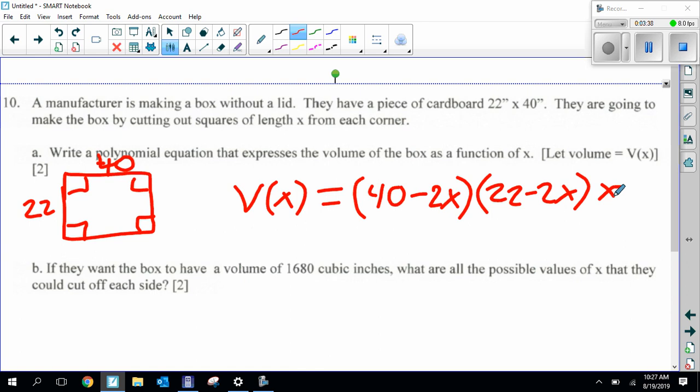So since the dimensions are 22 by 40, the most that you can cut, x would have to be less than half of the smaller one because you have to cut it from both sides. So smaller dimension is 22, so that means it'll be 11 from each side. So our domain for this would be from 0 to 11.